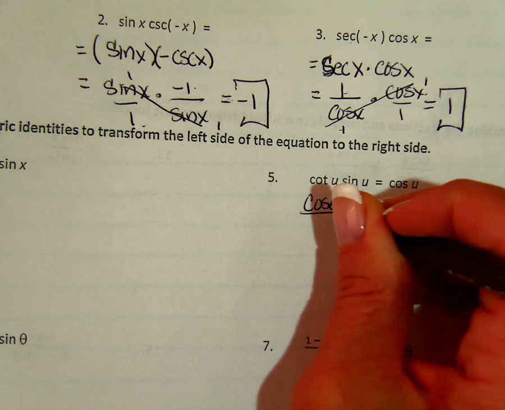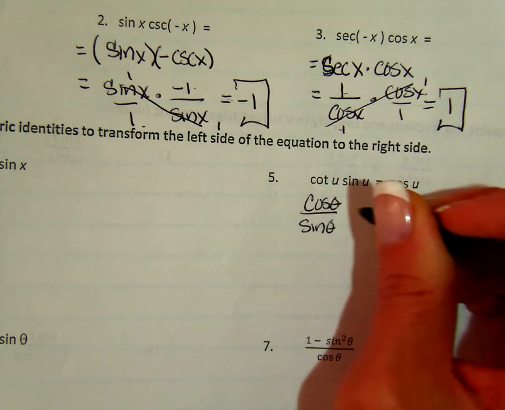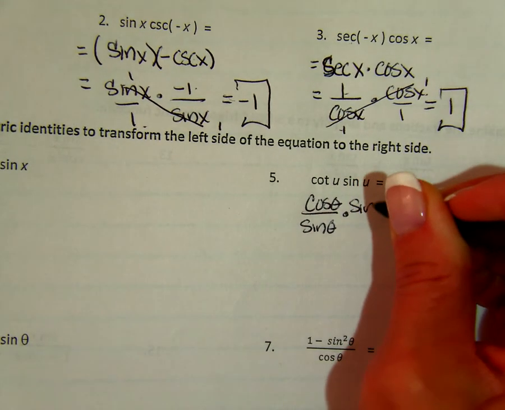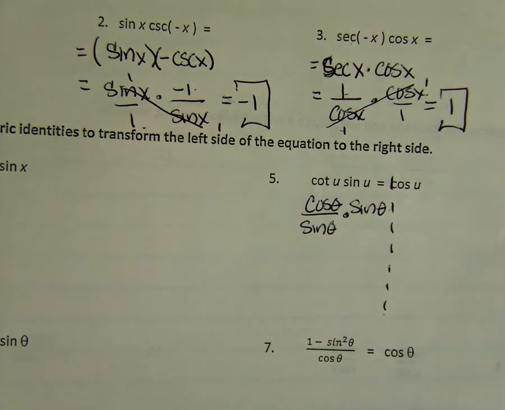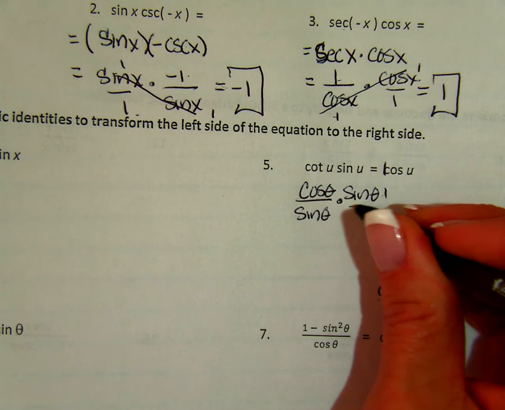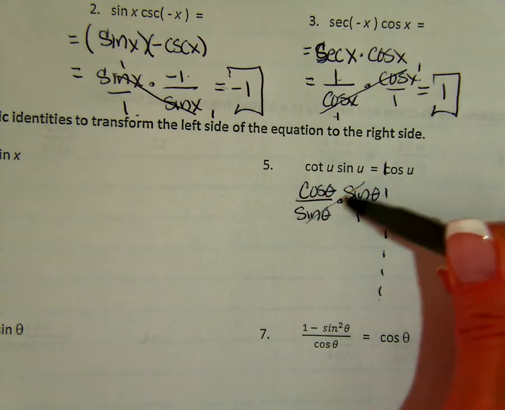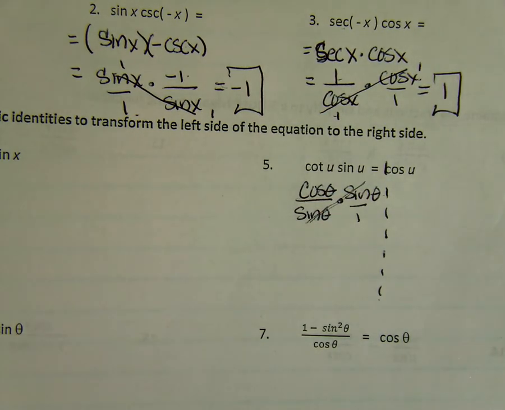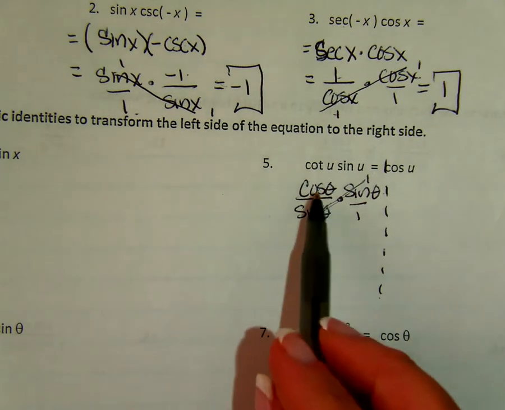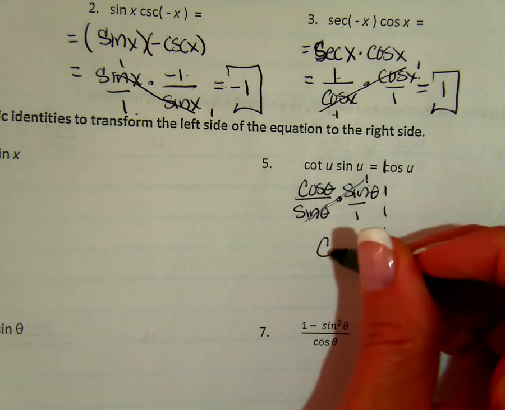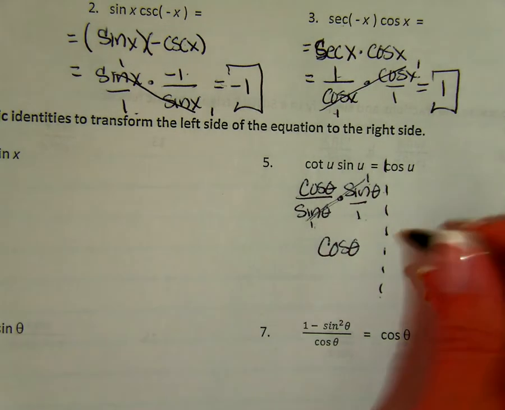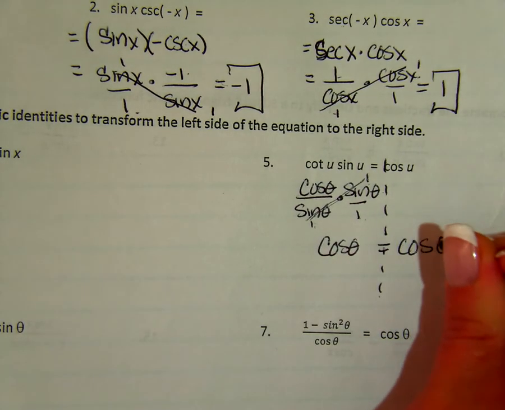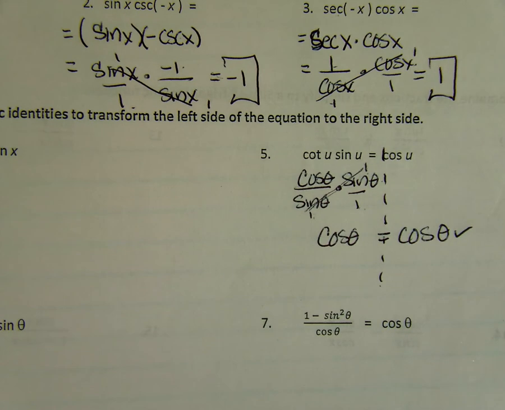So I accidentally changed the variable from u to theta, but that's okay. You can do that if you want. So once I actually do the substitution, I can see that I can divide out the sine function on the diagonal. And I would have the cosine multiplied onto 1, so just cosine theta, and then my denominator would just be 1. So cosine is equal to cosine. Let's try the next one.